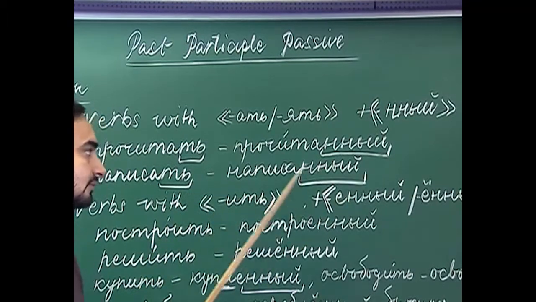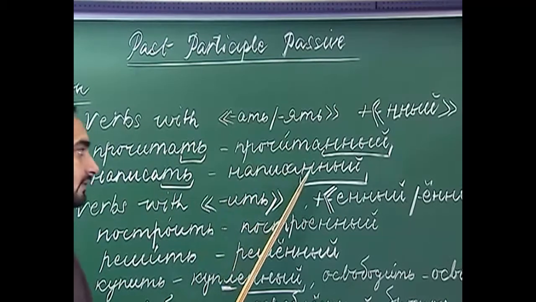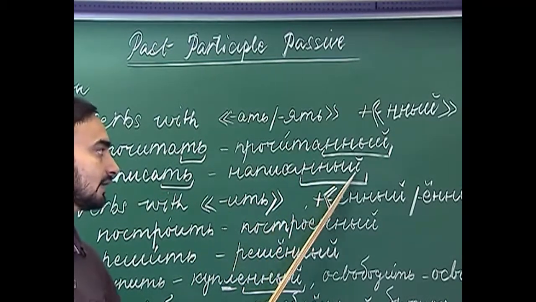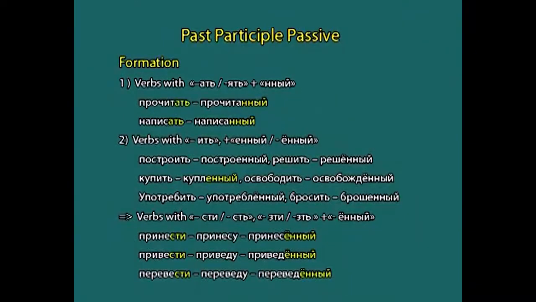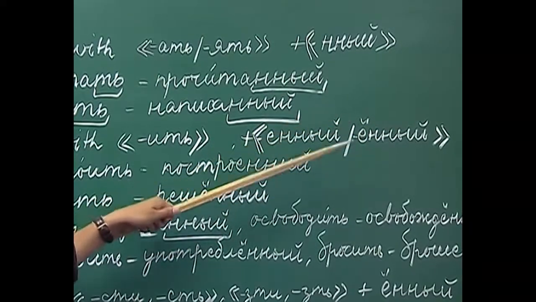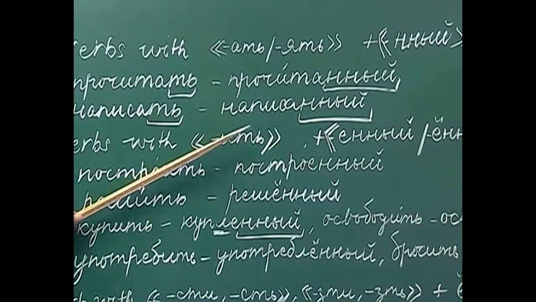Написанный. We are doing the same thing. We will drop ть and add нн. Написанный. Now, the second rule says, if the verbs end with ить, then we use the suffixes either енн or ённ. These are two suffixes which are used with the verbs which end with ить.